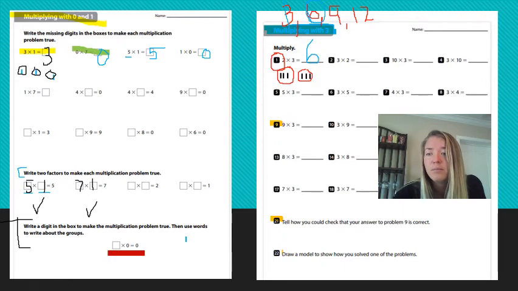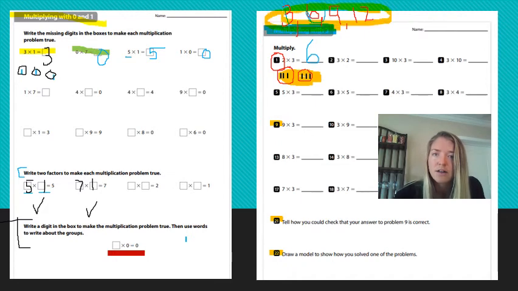And number 22 says draw a model to show how you solved one of the problems. So again, you could just draw a model like I did for number 1 right here, or you could draw an array like we used on the other page, or you can write down your times tables up here as well.